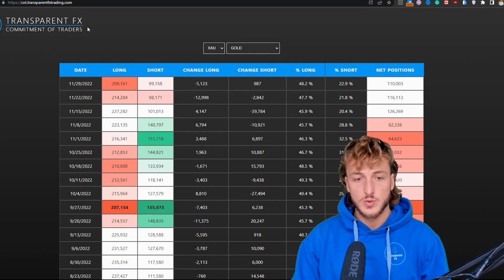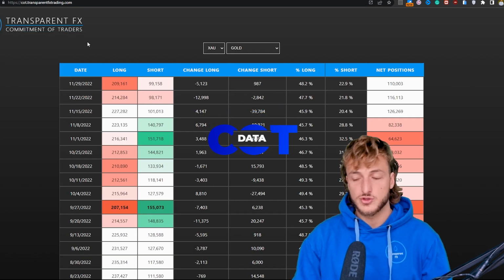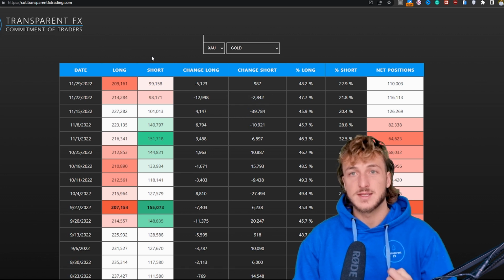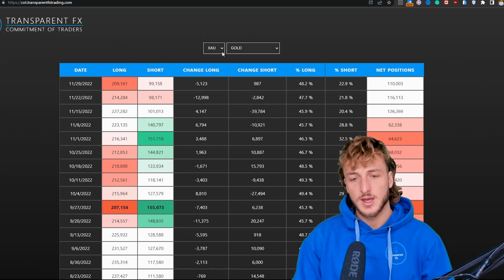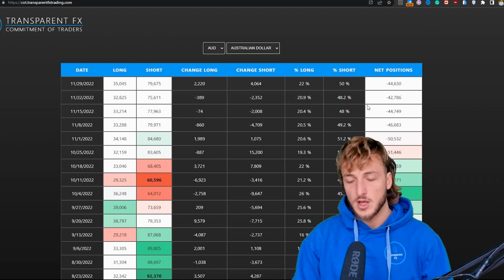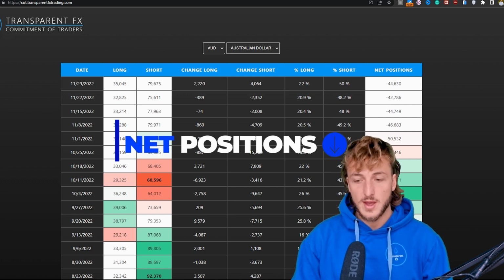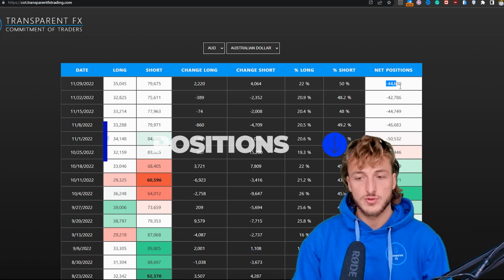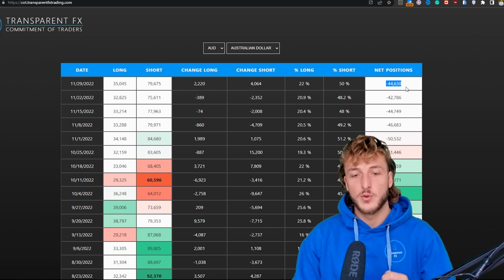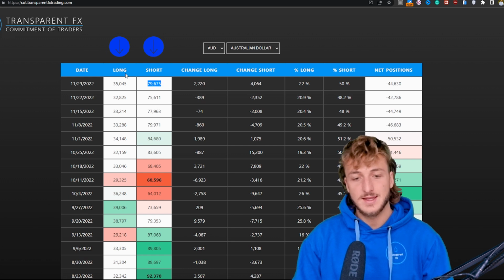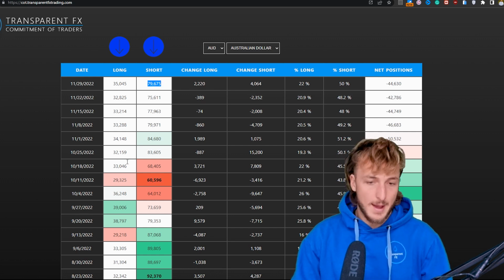Now, if we go and see what we have when it comes to the commitment of traders, so the COT data, which is what the non-commercials, so the biggest speculators in the market are doing, and we check the data for the AUD, we can see how with the last reports on the AUD, net positions have been decreasing. We went from having minus 27k net positions to now once again having minus 44k net positions, with shorts getting increased from 60k to 79k and longs getting overall decreased a bit.